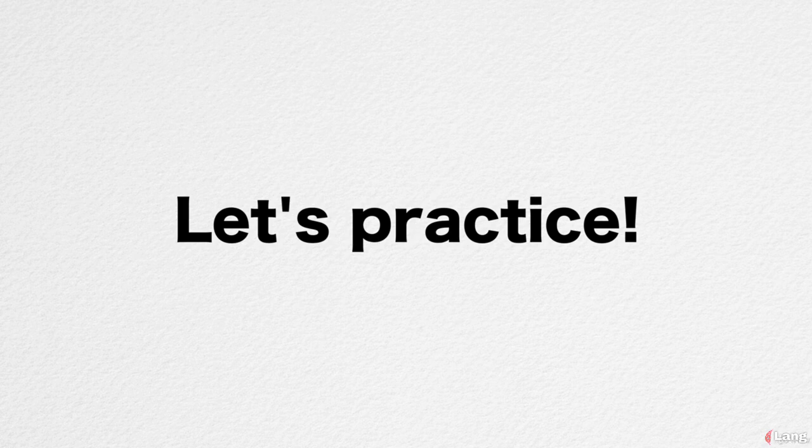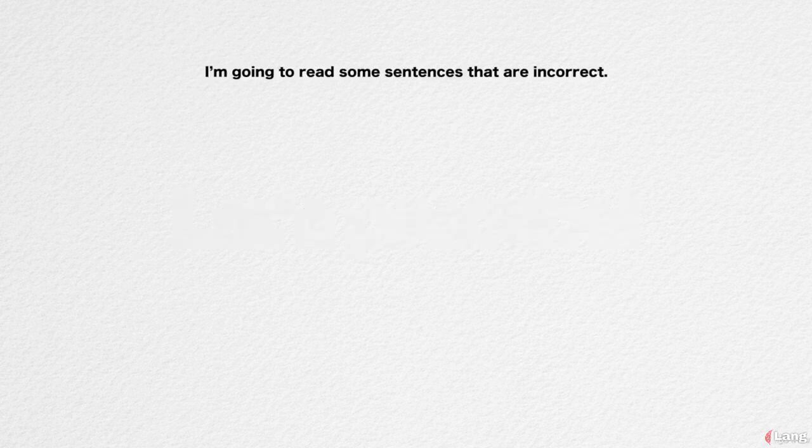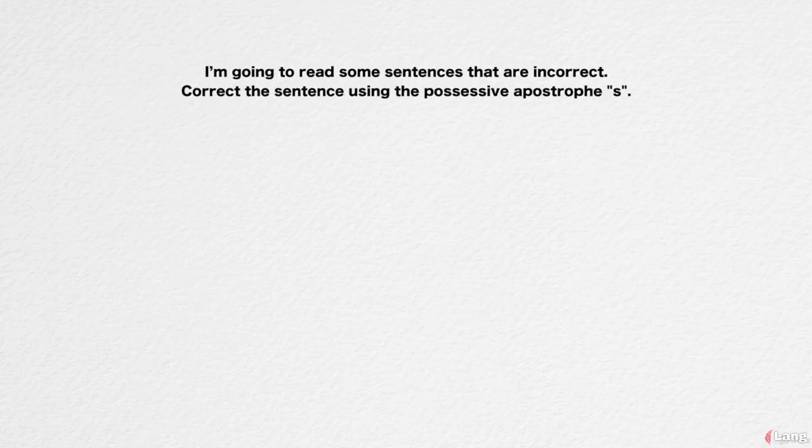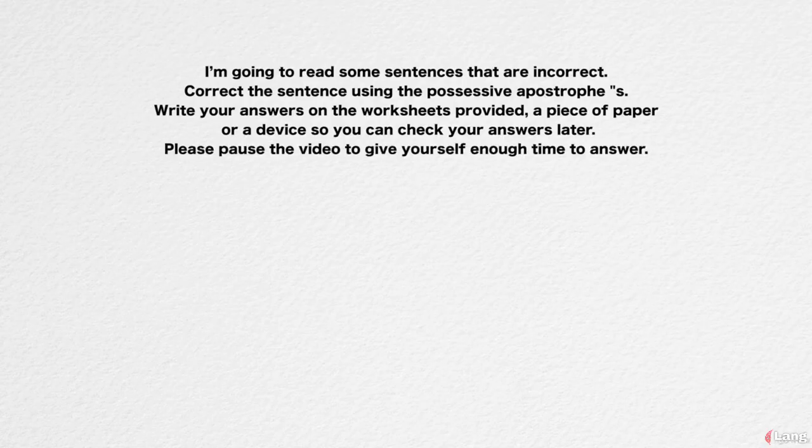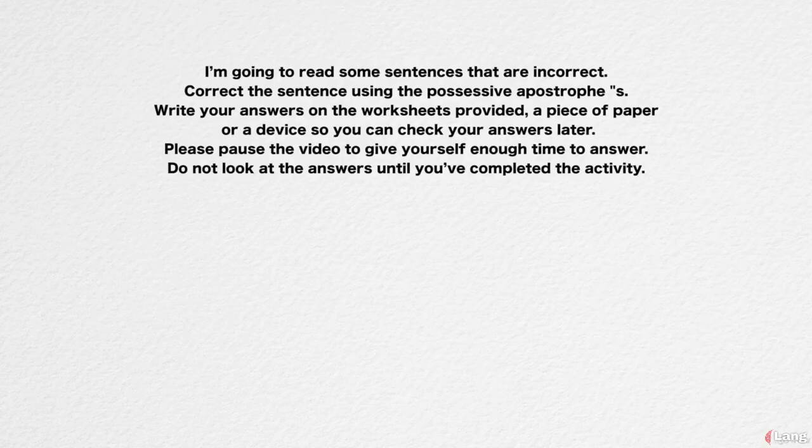Now let's practice what you've learned in Grammar Activity 2. I'm going to read some sentences that are incorrect. Correct the sentence using the possessive apostrophe S. Write your answers on the worksheets provided, a piece of paper or a device, so you can check your answers later. Please pause the video to give yourself enough time to answer. Do not look at the answers until you've completed the activity.